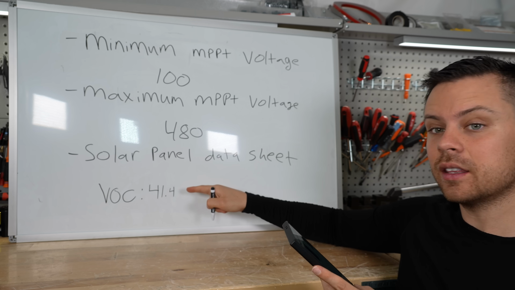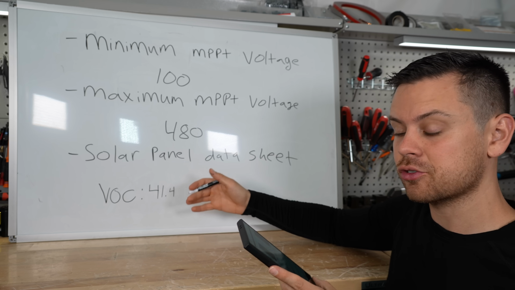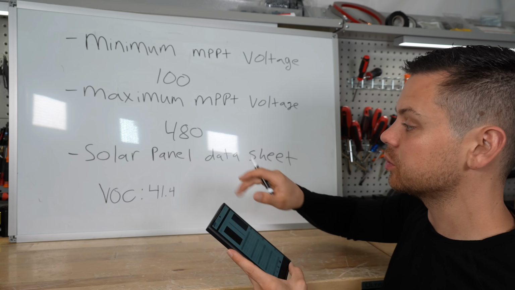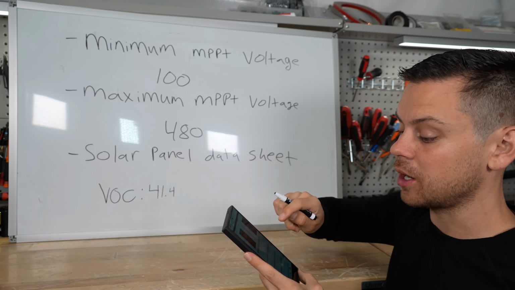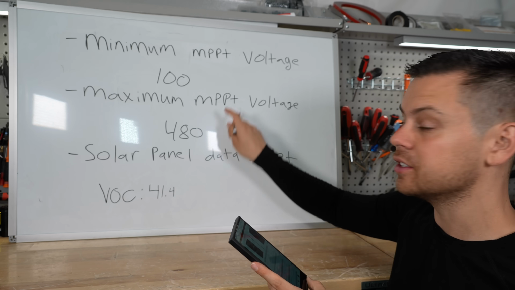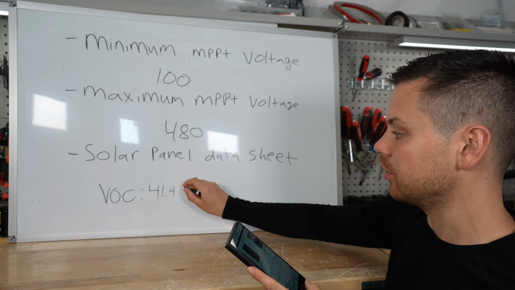And for calculating the string voltage, this is the most important metric, so you do not destroy your equipment. You can actually ignore the rated voltage, because when you connect this panel to a solar charge controller, the voltage will actually drop to 34 volts. But we need the voltage open circuit to do this calculation. So the VOC is 41.4 volts.